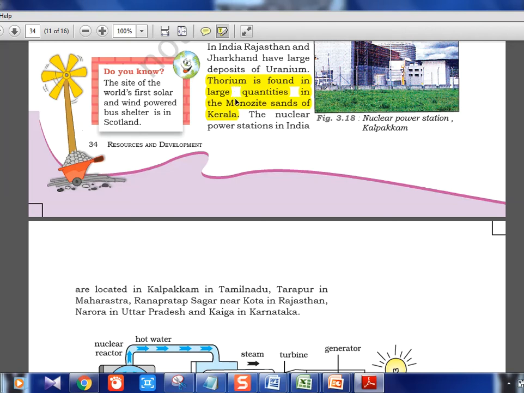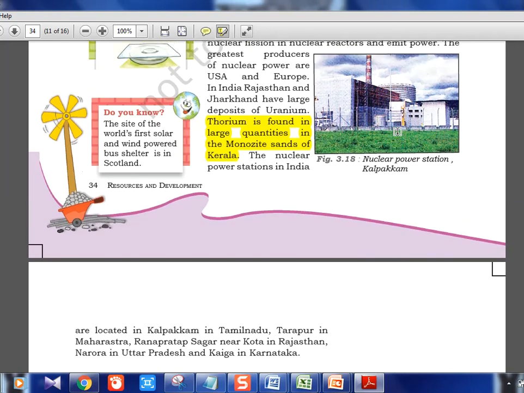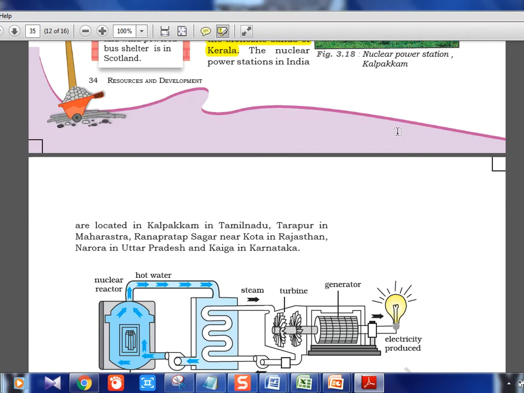I think in Kalpakam in Tamil Nadu they have a unit, and trials are going on. See, the picture is given, Kalpakam. There a thorium-based reactor is there and trials are going on. It is a thing of the future and is being worked upon.